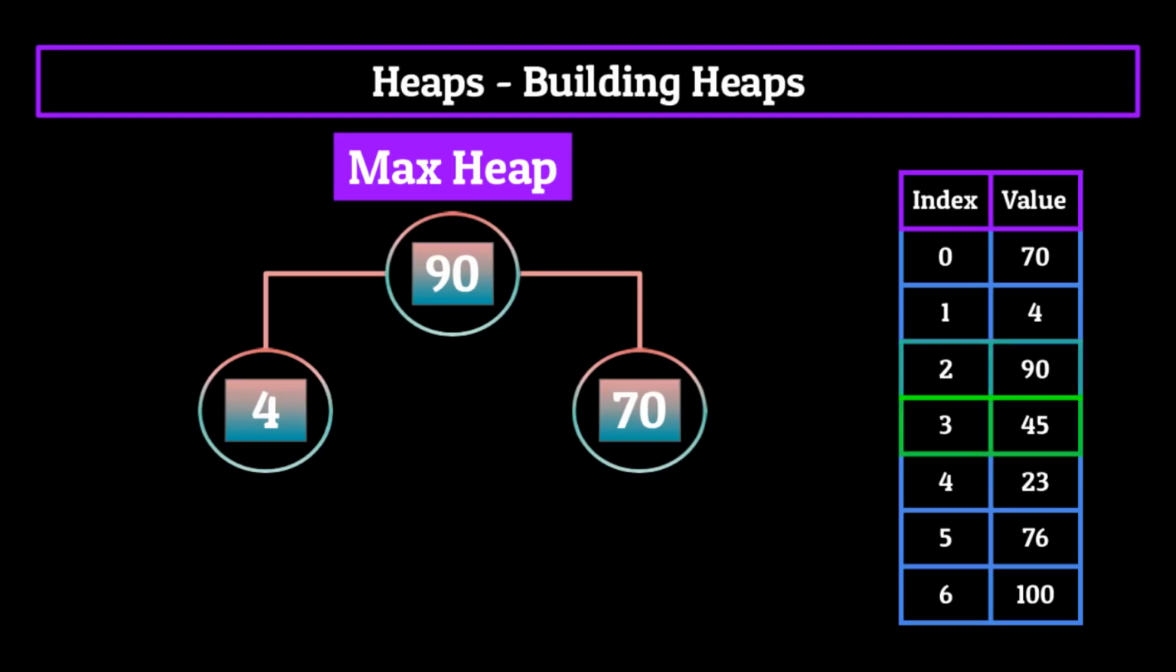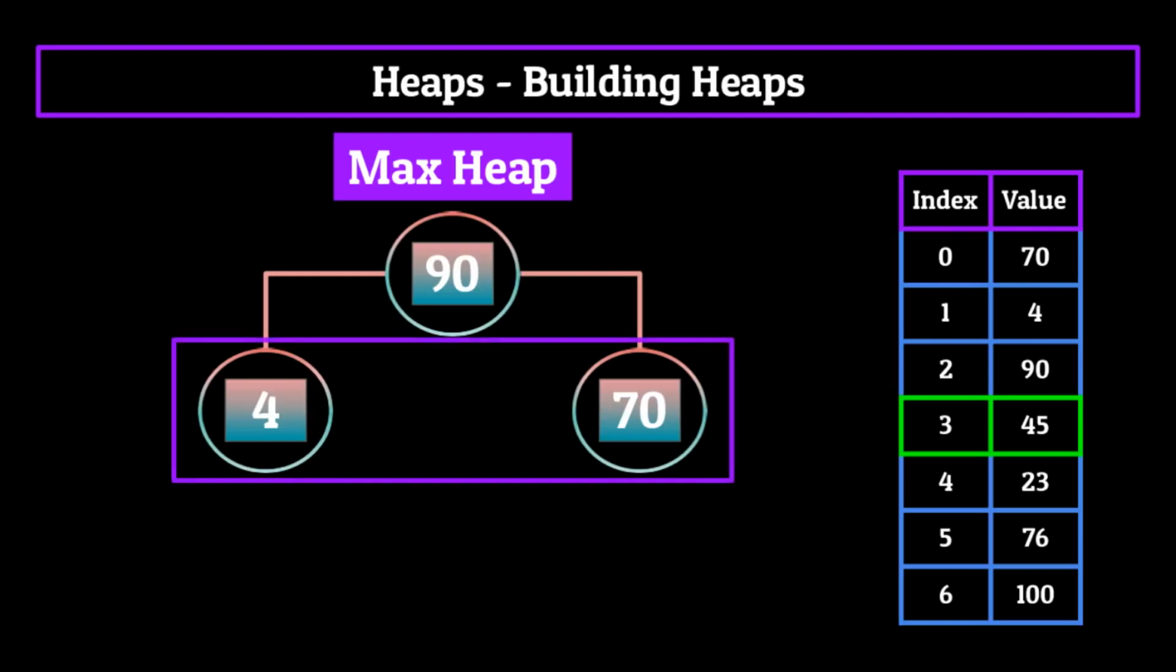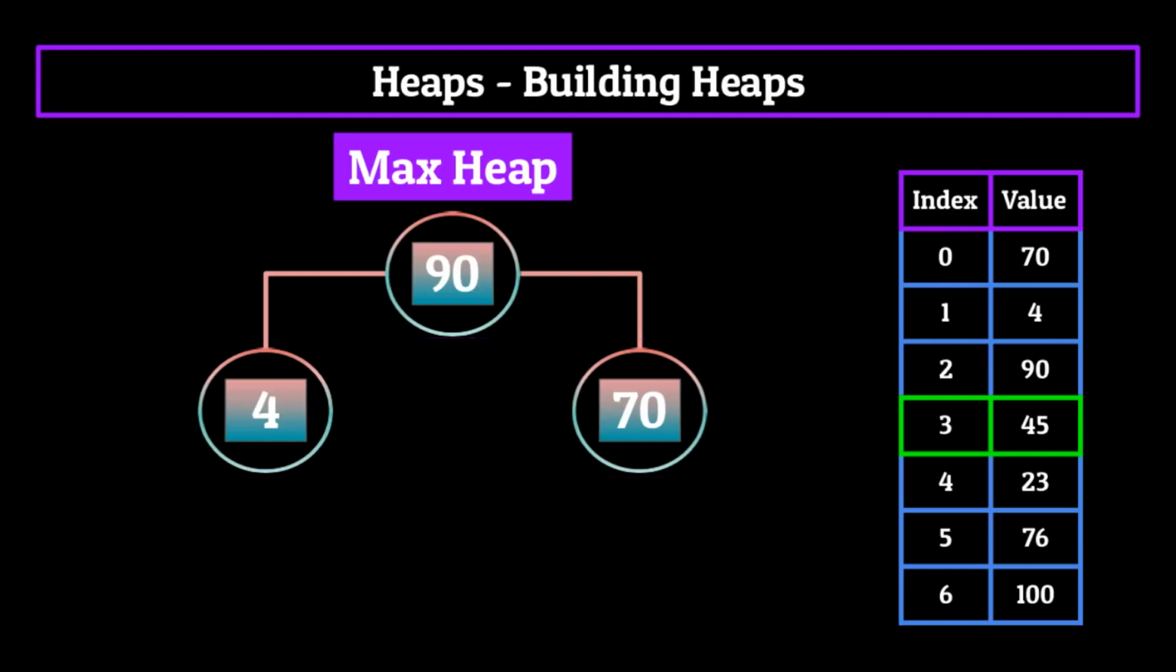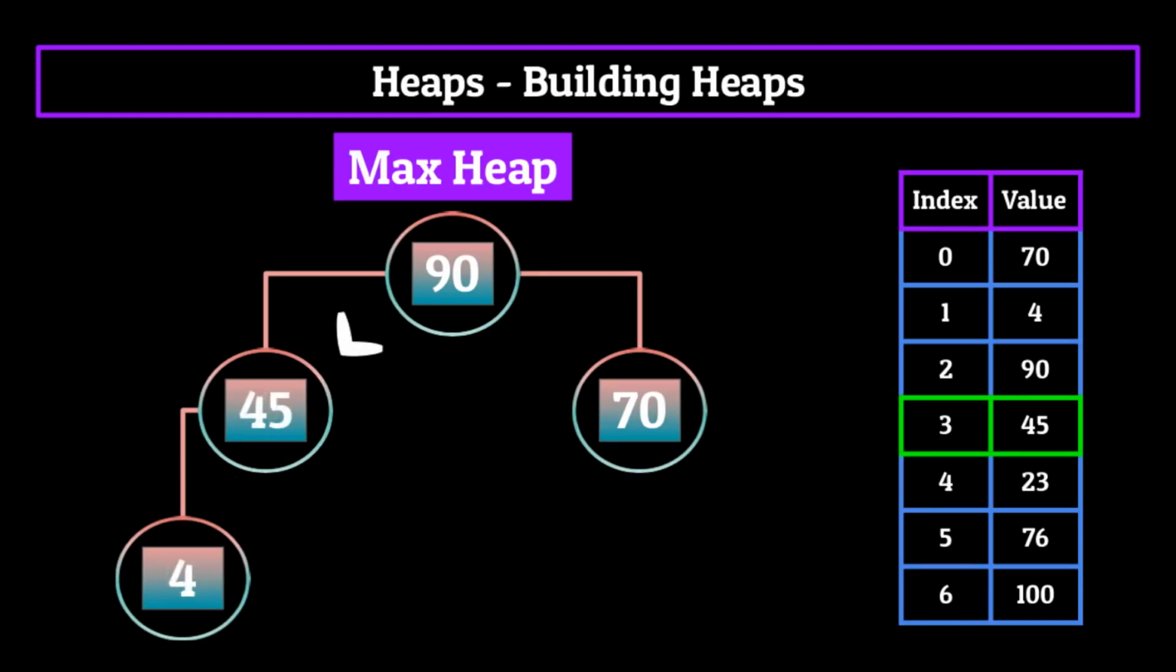Next, we add 45 to the heap. Now, since we've run out of space on the second level, we move on to a third level and add 45 as a child of the 4 node. Then we compare it to 4, which it is greater than, so we swap the nodes. Now we have to compare this node to the node above it again, because remember, we recursively go up the tree until we reach the root, or don't need to swap. Now 45 is not greater than 90, so it stays put where it's at.